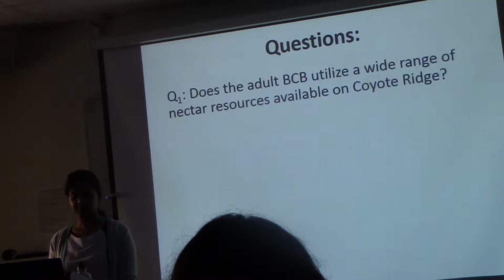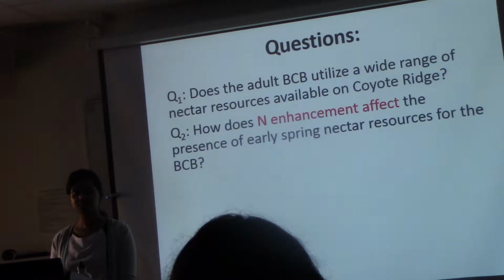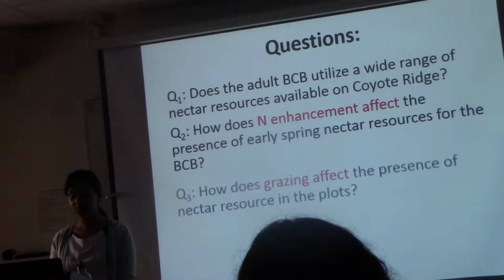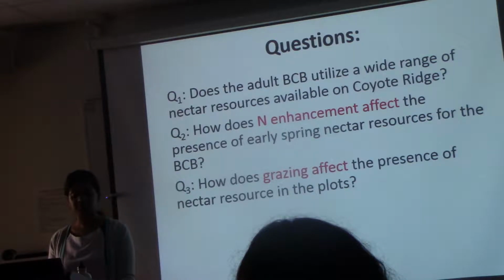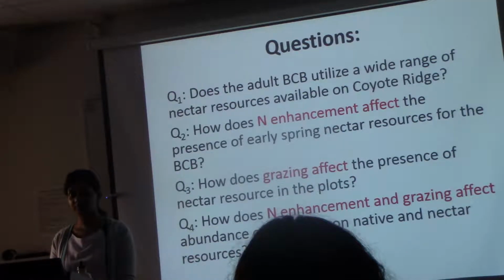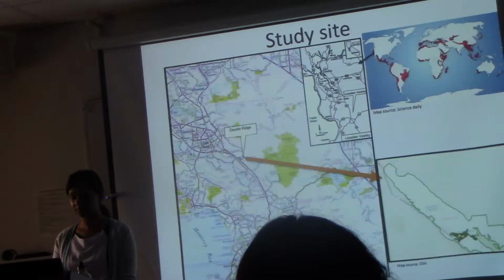The first question I asked was, does the adult bay checkerspot butterfly utilize a wide range of nectar resources on Coyote Ridge? How does nitrogen enhancement affect the presence of early spring nectar resources for the bay checkerspot butterfly? How does grazing affect the presence of nectar resources in the plots? And how does nitrogen enhancement and grazing affect abundance of early season native nectar resources?